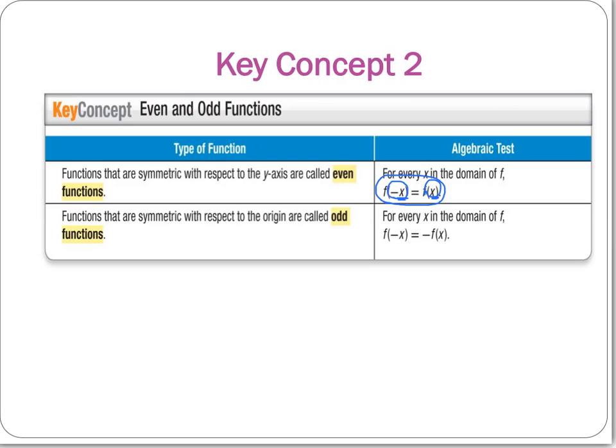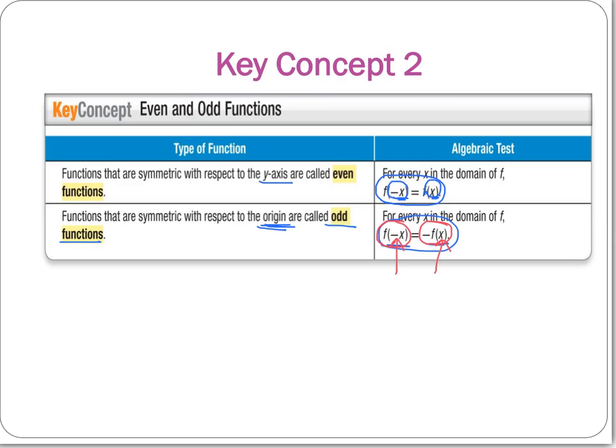Now, functions that are symmetric with respect to the origin are called odd functions. And for every x in the domain of f, f of negative x is equal to the opposite of f of x. So what they're trying to say here is that for opposite x values, our inputs are opposite here. One x is positive and one is negative. And our outputs, f of negative x and negative f of x, are opposites of each other as well.